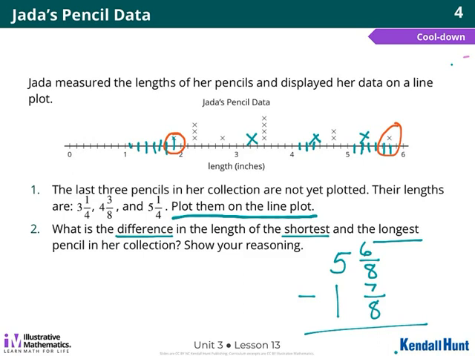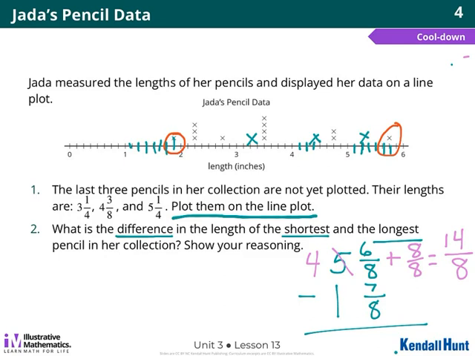All right, so I start with my fractions, and I can't do 6 minus 7. 6 is smaller than 7, so I have to borrow. And when I borrow, I am borrowing 1 whole. So 1 whole is 8/8. I'm going to add 6 plus 8, which is 14 eighths.